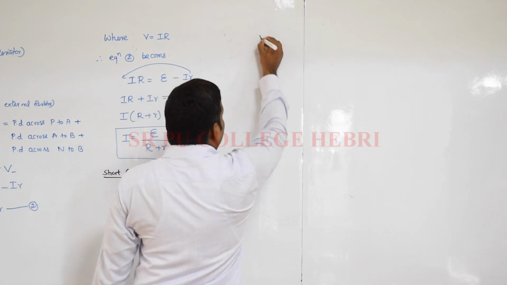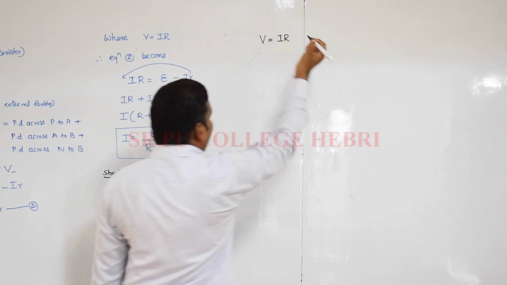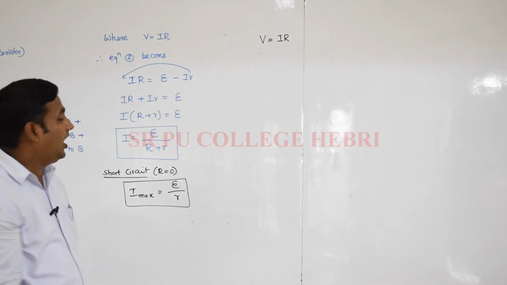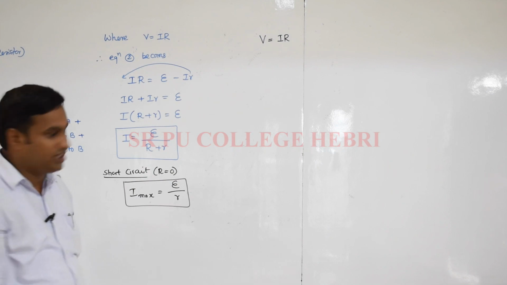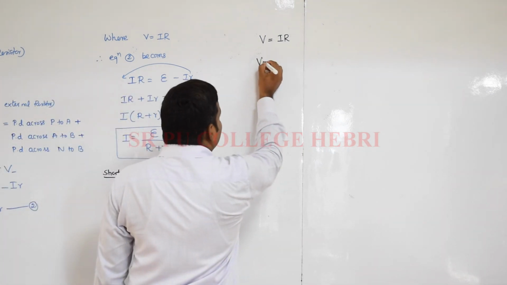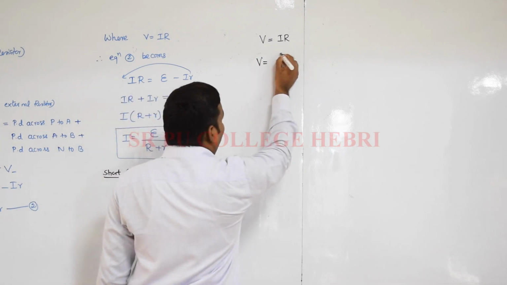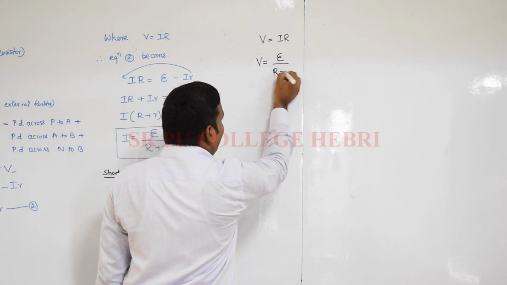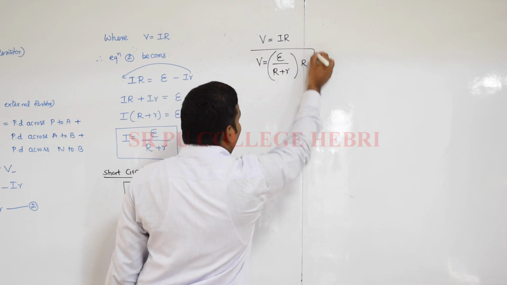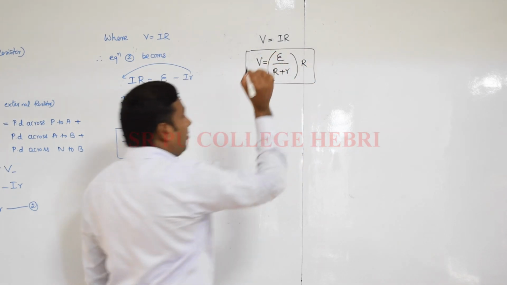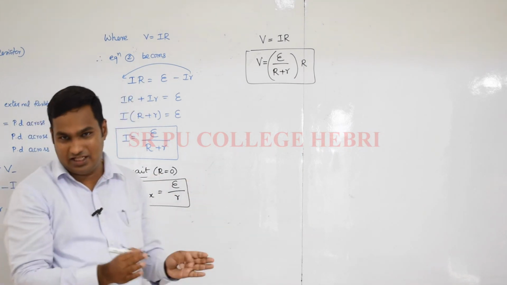Dear student, the potential drop across the two ends of a cell, that we take as V, is equal to, I already said, I into R. From this, the main current is equal to EMF divided by R plus small r. So V is equal to E divided by R plus small r, into capital R, is the formula for the potential drop across the two ends or two terminals of the cell.